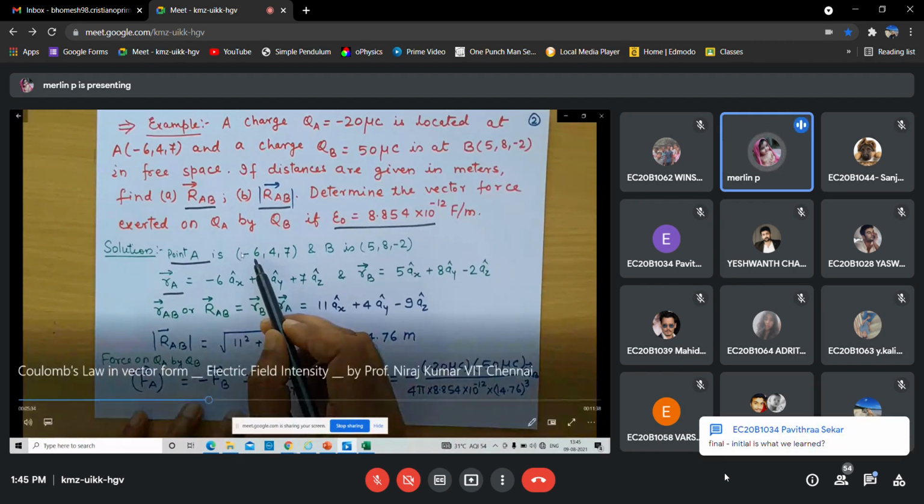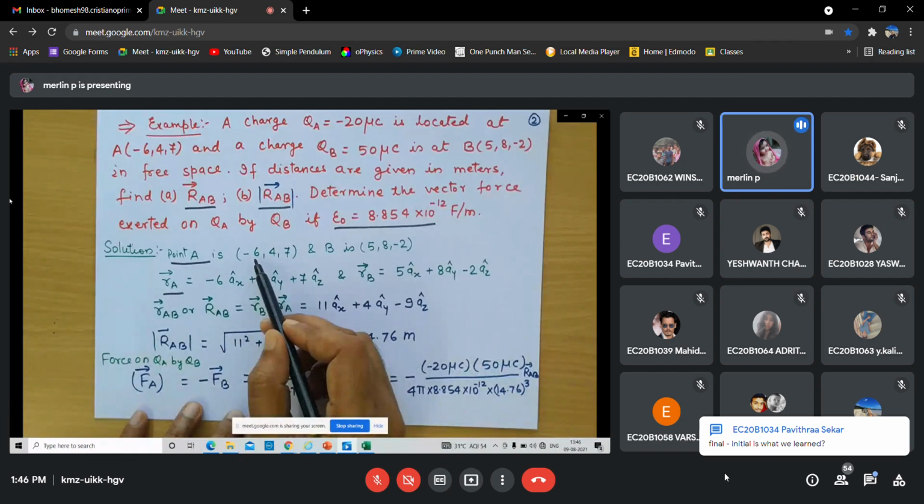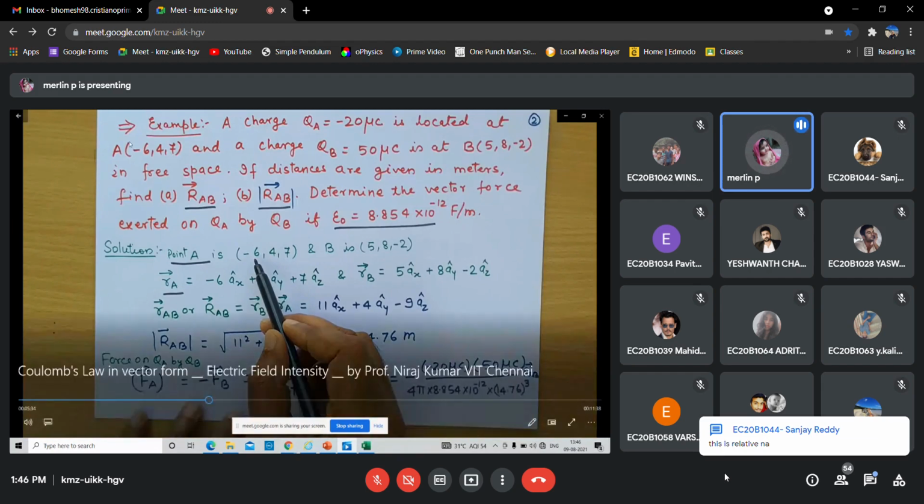Okay. So what is the point given? You write the point A initially. You have to write at what point QA charge is present, and then at what point QB charge is present. Initially I have told, we have to write this in vector form x, y and z. With respect to this, you have to write the given points. Initially, if it is given like this, you have to write like x, y and z. That is the notation for writing the vector form.